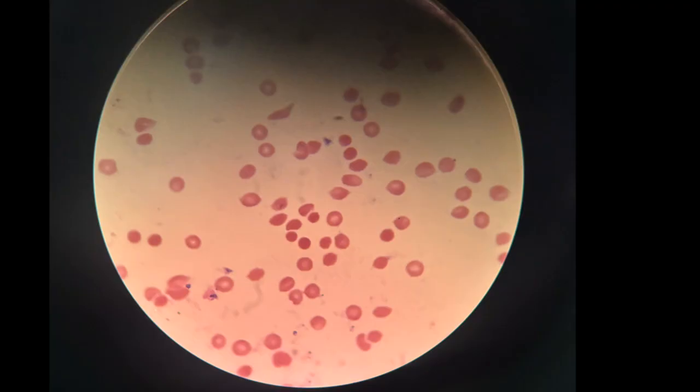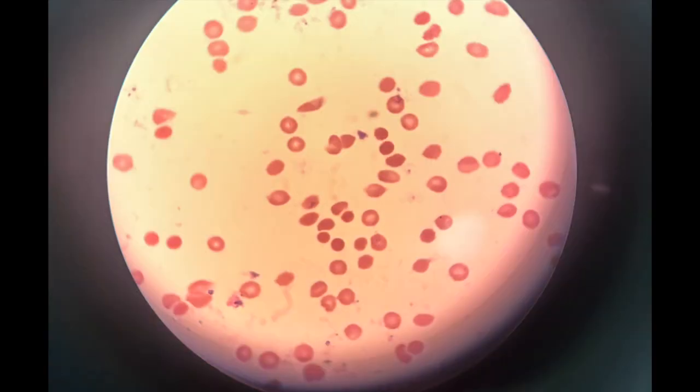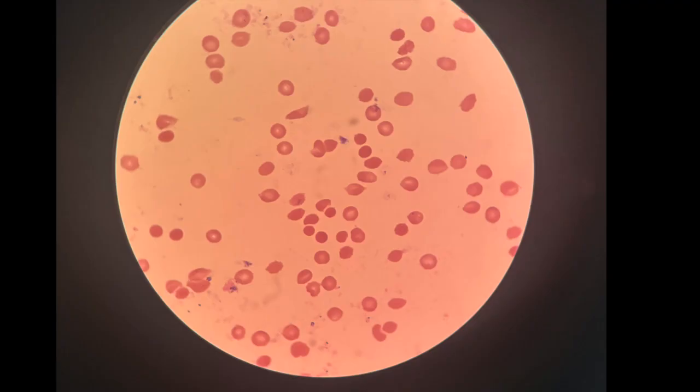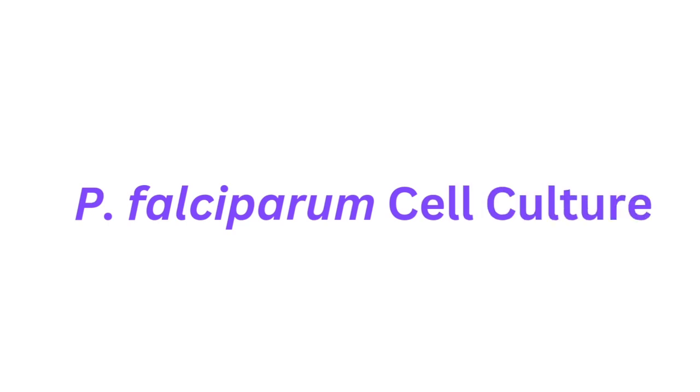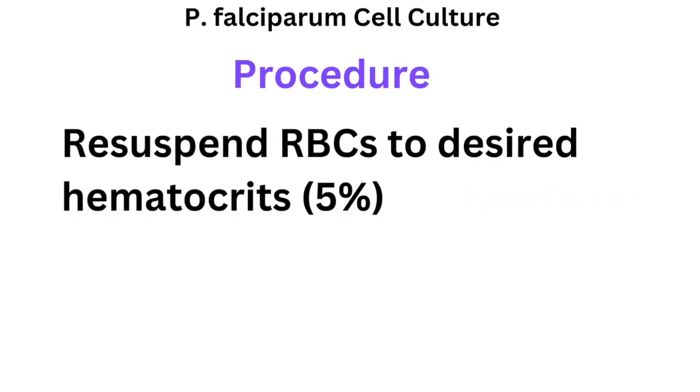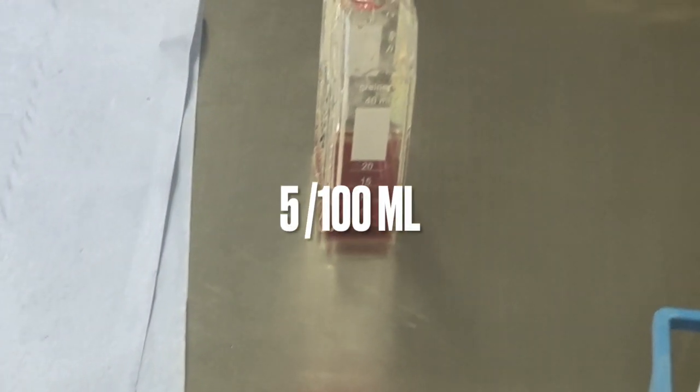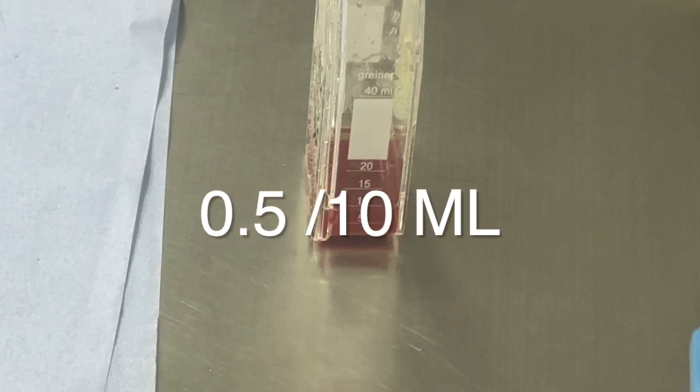Listen up to this video and you're never going to worry about hematocrit calculations for your parasite culture. We're focusing on the percentage of red blood cells in your parasite culture. Say we want 5%. If we want 5%, that means 5 in 100. So that's going to be 0.5 in 10 milliliters.